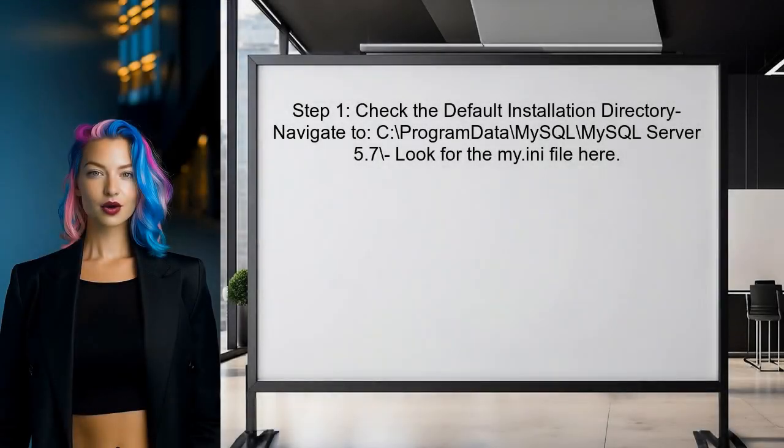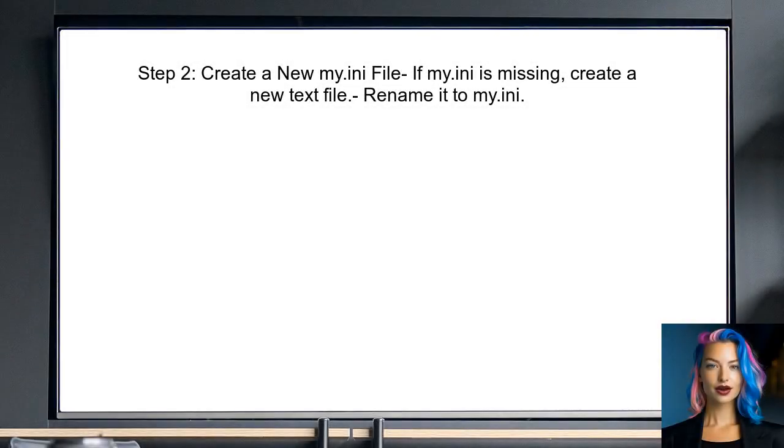To locate the my.ini file for MySQL 5.7, the user should first check the default installation directory. This is typically found in the ProgramData folder on Windows. If the user does not find the my.ini file in the default directory, they should consider that it might not have been created during installation. In this case, the user can create a new my.ini file manually.